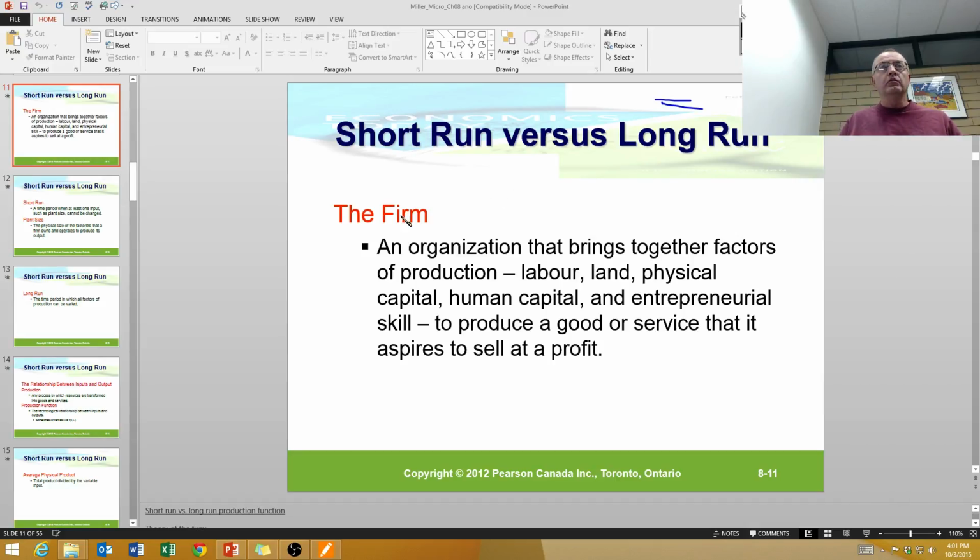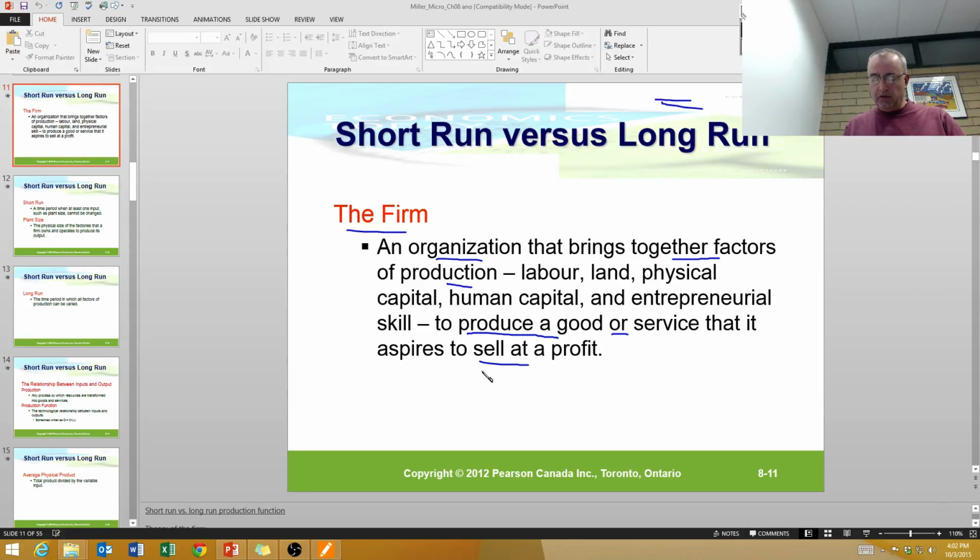Okay, so one of the key agents in our economy is the so-called firm, the so-called businesses. So what is a firm? It's an organization that brings together the so-called factors of production to produce a product, whether a good or service, that the business aims to sell at a profit.